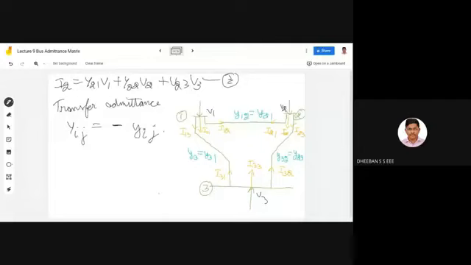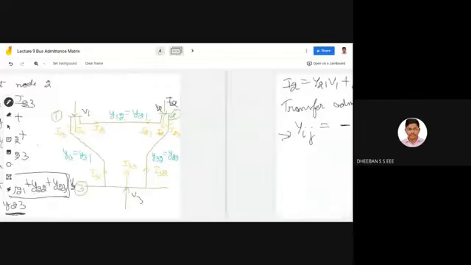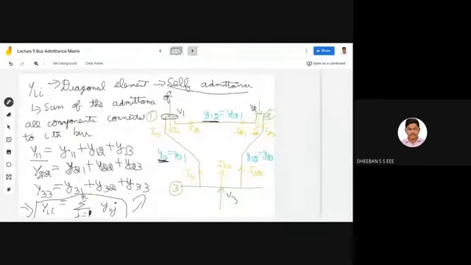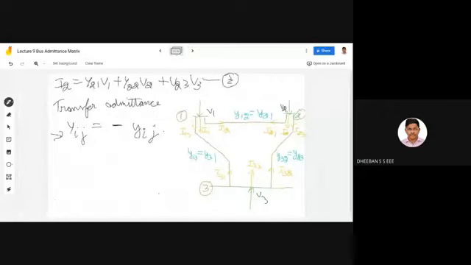If you want to know how this equation and this equation come out, you just refer to the book. If time permits, I'll go through it. But from the computational point of view, you just need to know this much. For transfer admittance, this is the formula: you put minus of small yij, but for self admittance you make a summation.